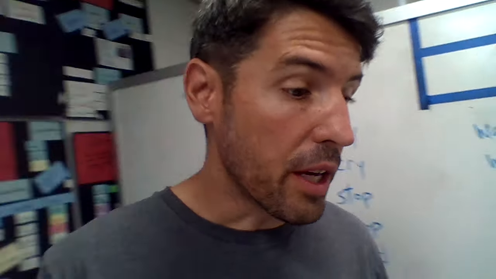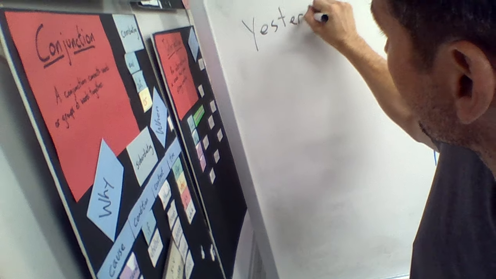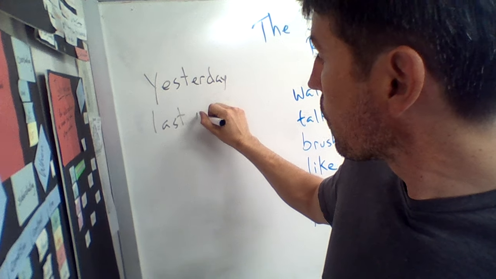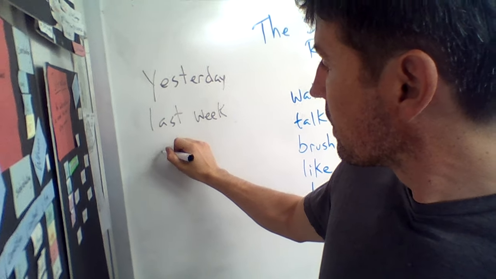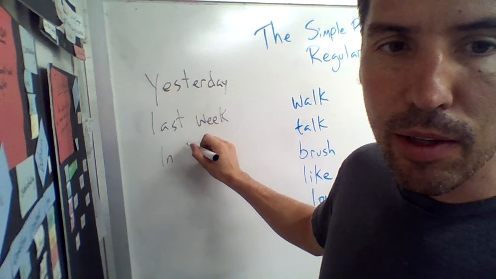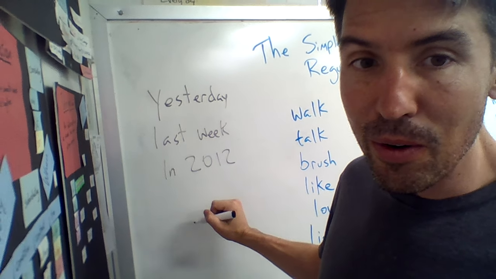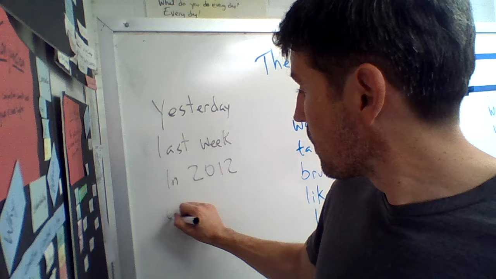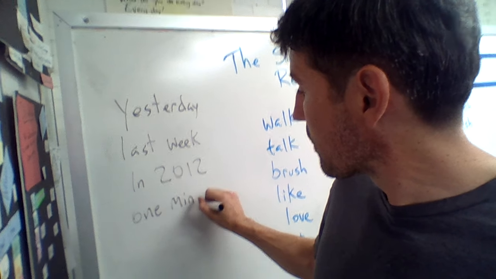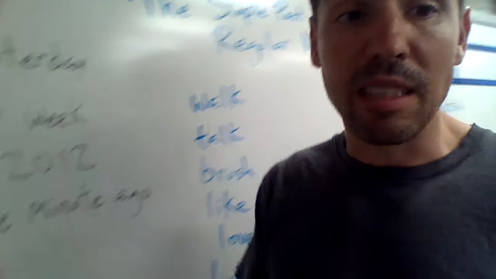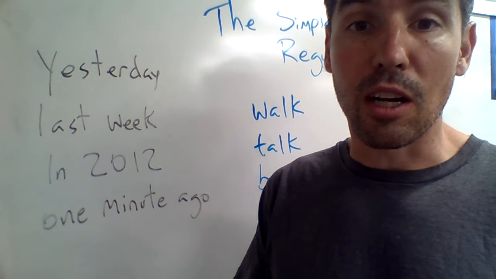Often we use words like yesterday, or last week, or in, I don't know, any kind of year. So in 2012, a few years ago, right? Or it could be a very short time ago, 1 minute ago. These are just some examples of words or phrases that we use when we talk about the past.